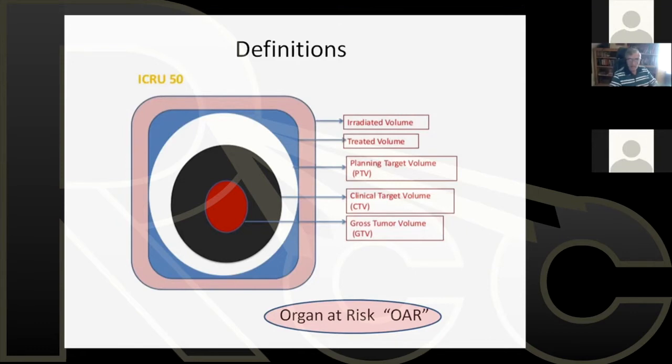Of course, we don't always confine 100% of the dose to the PTV. There's some spillage beyond the PTV, and that is the treated volume. And then when you include the penumbra of the beam and leakage from the head of the radiation machine, you have the irradiated volume. But the main volume of interest is the GTV, the CTV, and the PTV.